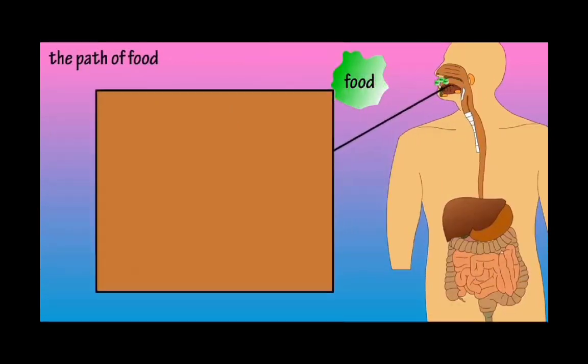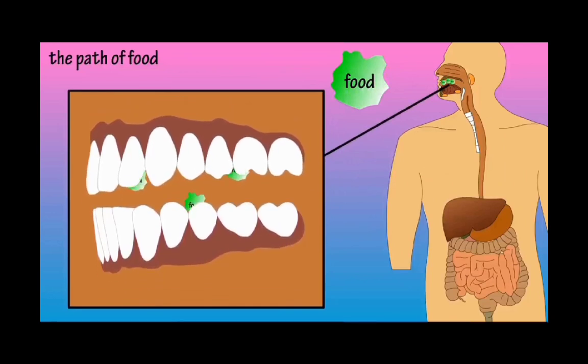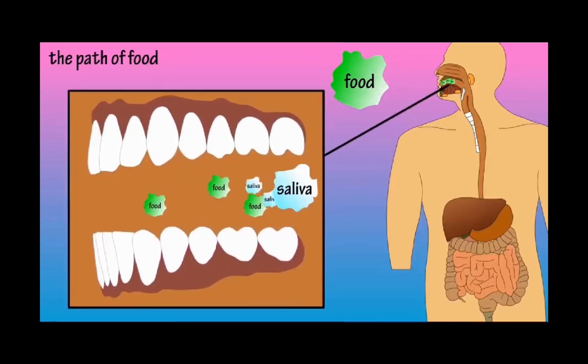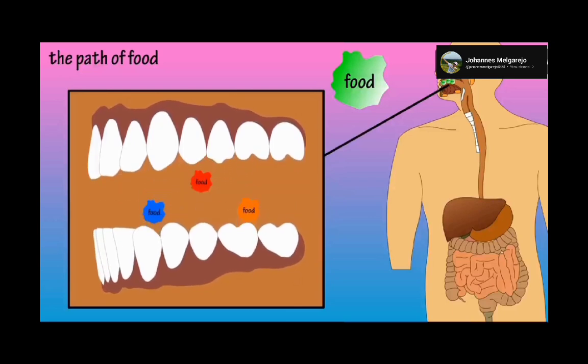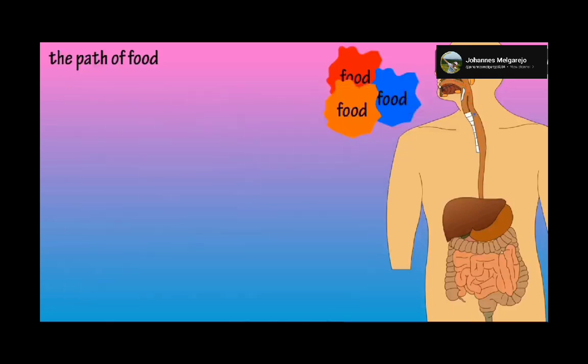So food enters the mouth, where we chew it up. The salivary glands produce saliva, which helps lubricate the food. The saliva also contains digestive enzymes that begin breaking down the food. The food is then swallowed through the pharynx or throat and passes into the esophagus. From the esophagus, food enters the stomach.